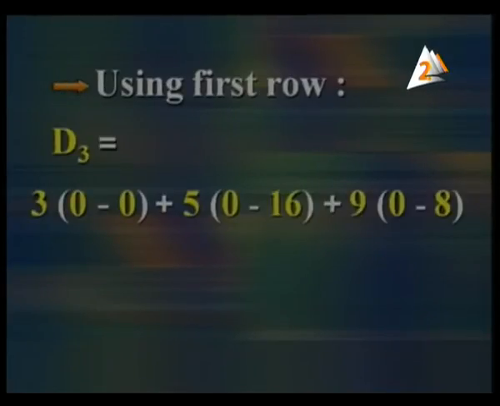Look, using the first row, we find the value of the determinant: 3 times 0, 5 times 0 minus 16 inside the bracket, plus 9 times 0 minus 8 inside the bracket, equals 80 minus 72, equals what? Equals 8.